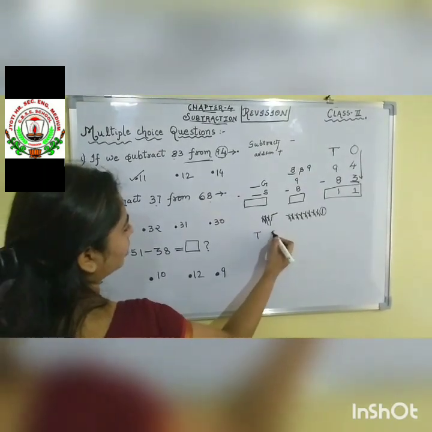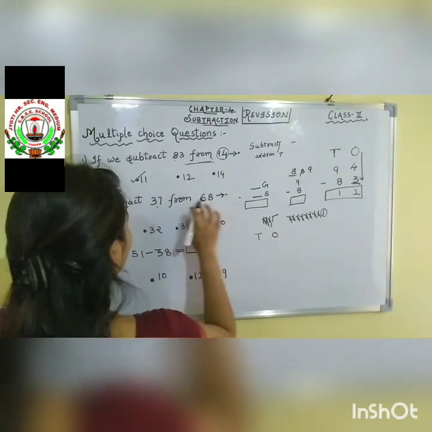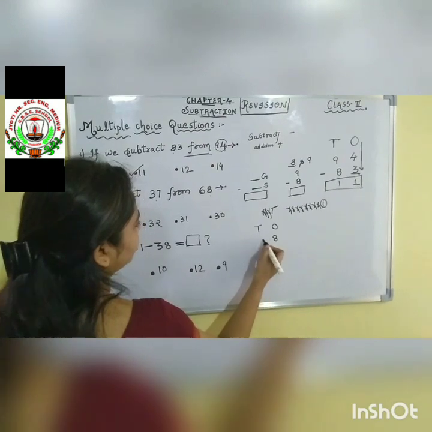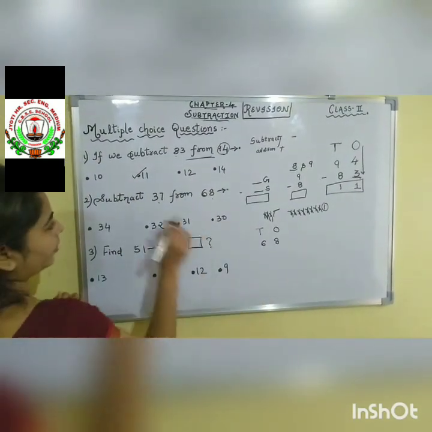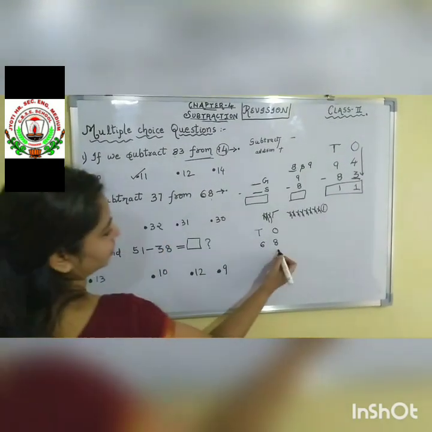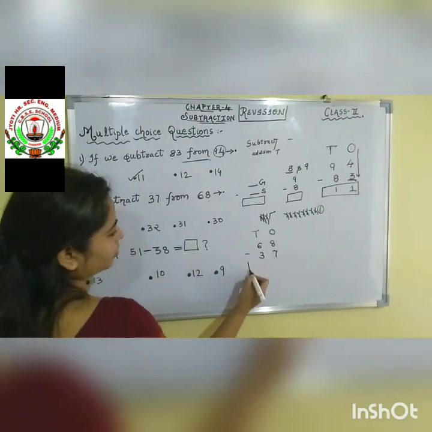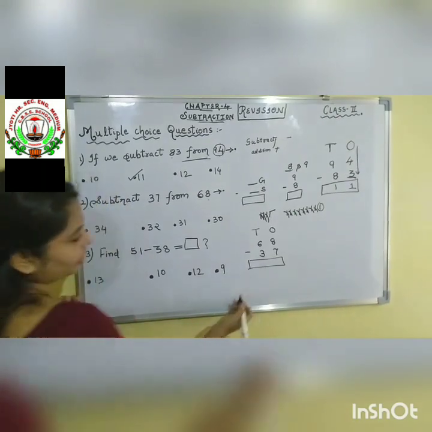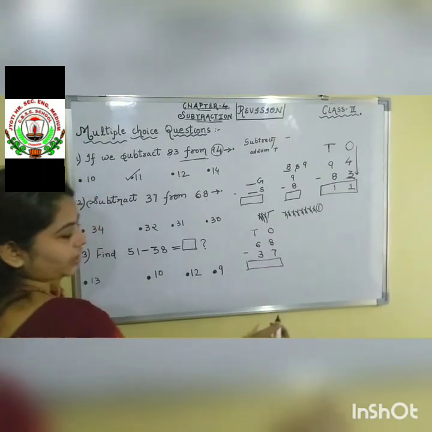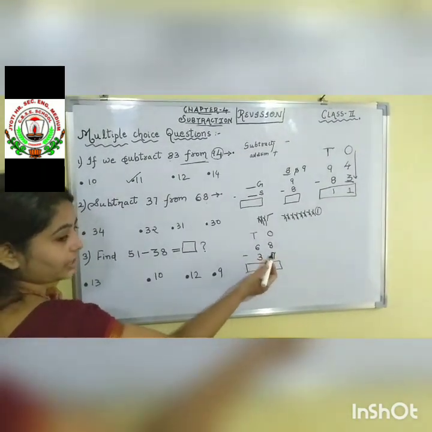Let us see tens and ones. 68, 8, 6, like this. Okay, the next number is 37, 7, 3. Okay, place the number like this, put the subtraction sign and let us do the subtraction. Starting from the ones place, the numbers we have are 8 and 7.